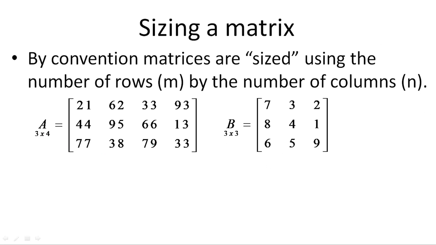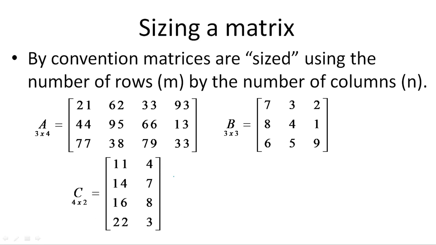Another one you can see here is a 3 by 3 matrix because you have 3 rows and 3 columns, and that is matrix B. And you see here, this is a 4 by 2 matrix. The first number represents the number of rows, and the second number represents the number of columns. So here, matrix C is a 4 by 2 matrix because we have 4 rows and 2 columns. This is a 1 by 1 matrix because we have 1 row and 1 column.